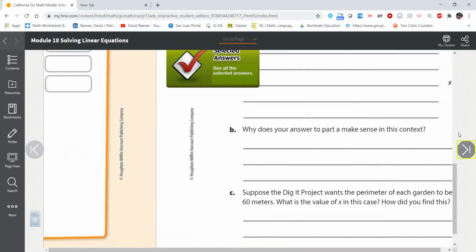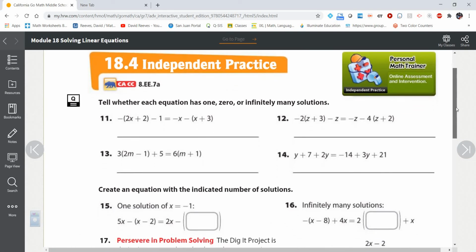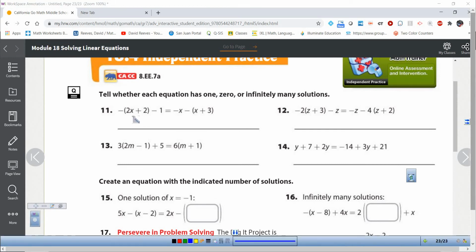All right, are you starting to feel more comfortable with these equations that have infinitely many solutions, no solutions, or one solution? A lot of times it involves simplifying. So if I distribute that negative through, what do I get? I get negative 2x minus 2 minus 1, and if I simplify that, I get negative 2x minus 3. So that's the left-hand side. Over on the right-hand side, if I simplify this one, I distribute and get minus 3. So what do I get? Negative 2x minus 3.